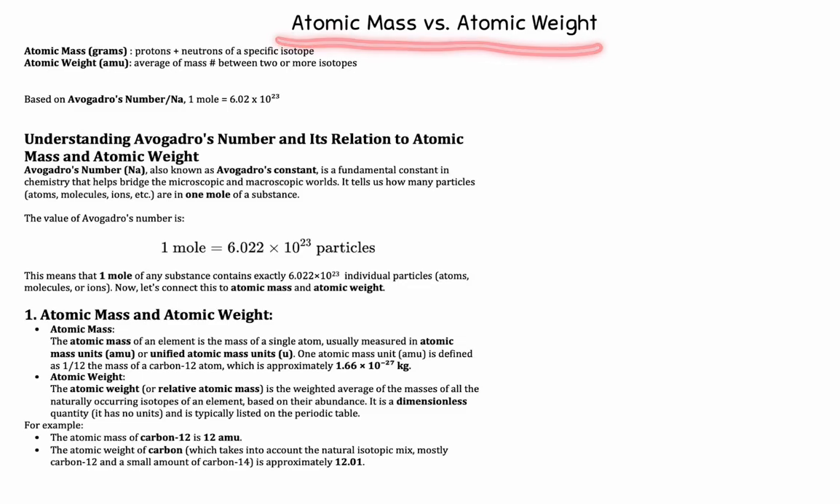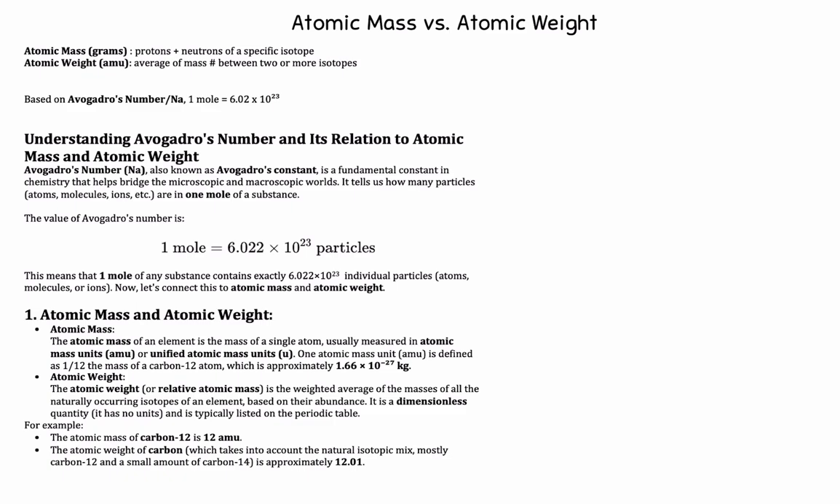Atomic mass versus atomic weight. Atomic mass is the equivalent of protons and neutrons of a specific isotope. Atomic weight is the average mass number between two or more isotopes. According to Avogadro's number, 1 mole is equivalent to 6.02 times 10 to the 23rd particles.